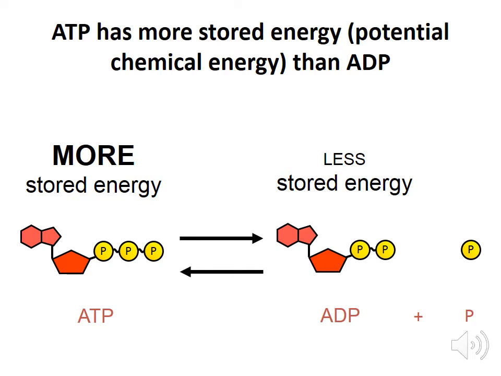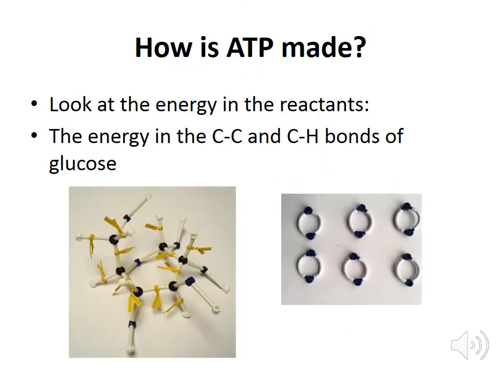So there's more energy in this molecule ATP, less energy in this molecule ADP. It turns out that your body cycles back and forth between these two molecules. So you can use ADP and a phosphate group to make ATP, and you can also break the phosphate off the end of ATP to make ADP and a phosphate group. So how's ATP made? Well, it requires energy.